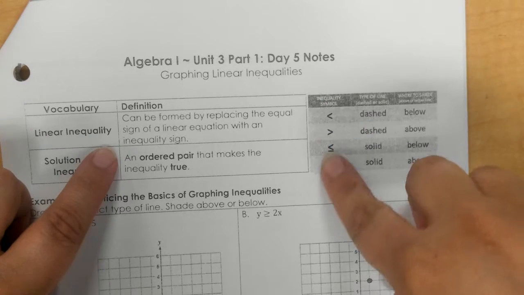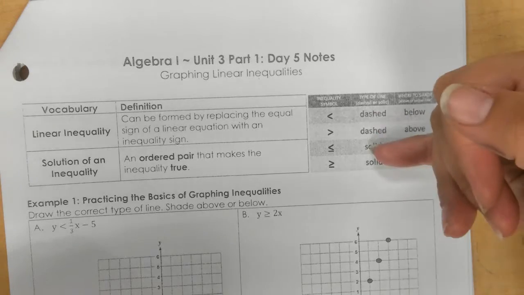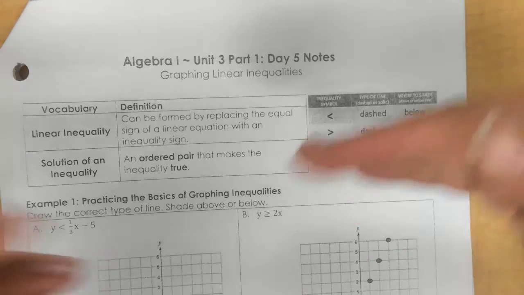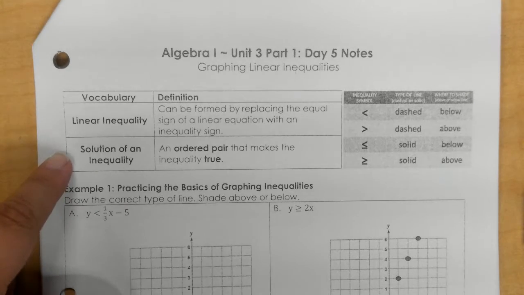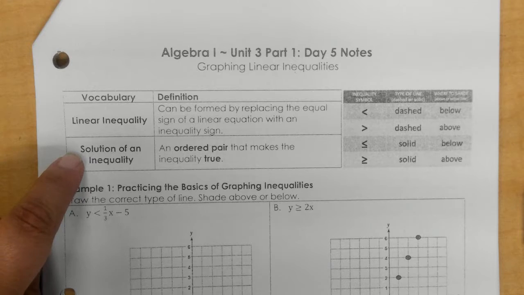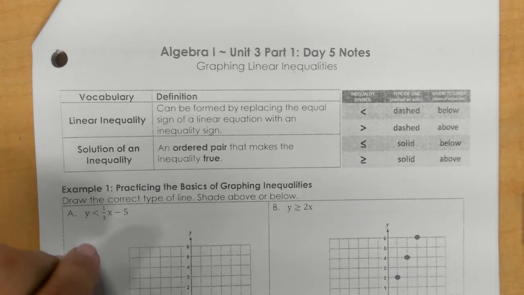And then I listed this little chart for you to help you decide, when you draw your line, are you using dashed lines or solid lines? And then how to shade. There's a lot more involved with this one. Also, the solution of an inequality can be an ordered pair that makes the inequality true. And we'll talk about that as we go along as well.